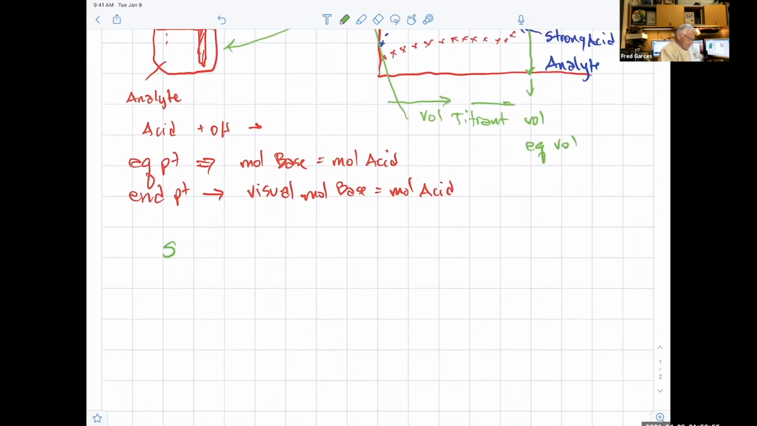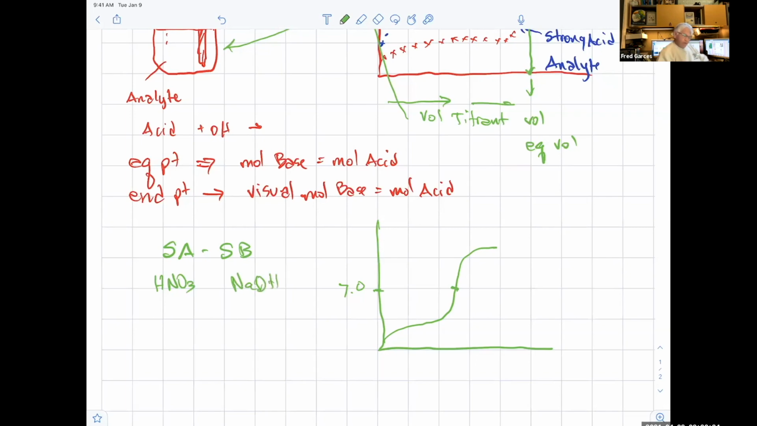In a strong acid, strong base titration, the titration curve will always go through 7. Okay, it'll always go through 7 at the halfway mark. Why? Because in a strong acid, strong base, let's say we have HNO3 and NaOH, and we reach the equivalence point. At the equivalence point, this moles is equal to this moles. So when those two moles are equal, what you have is water, of course. You've got sodium and nitrate.